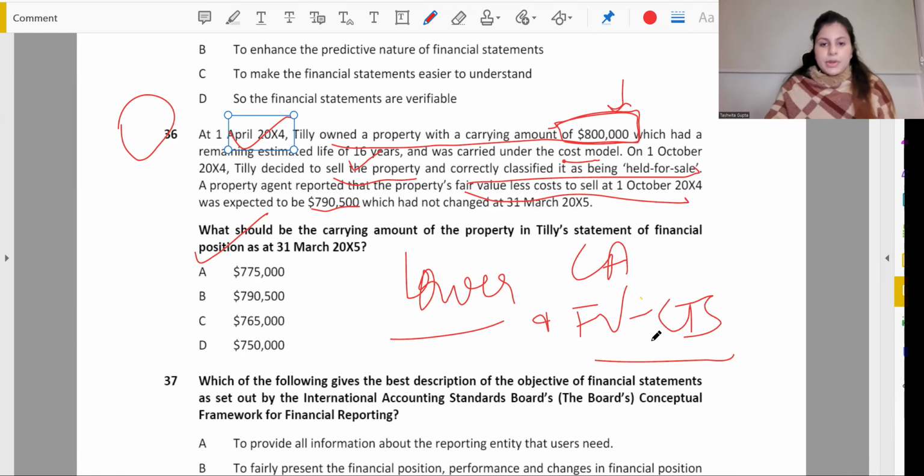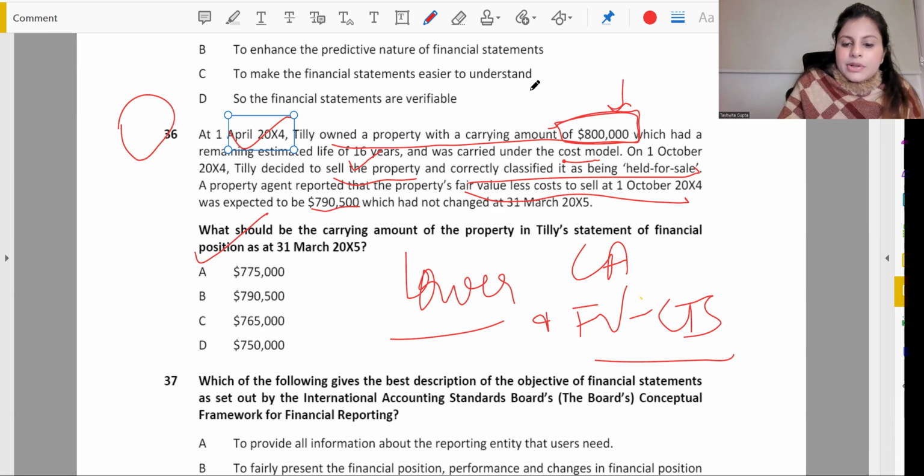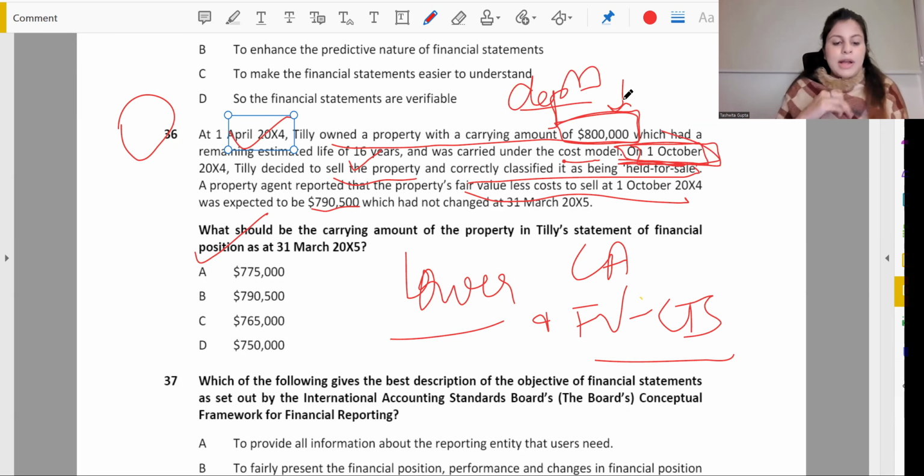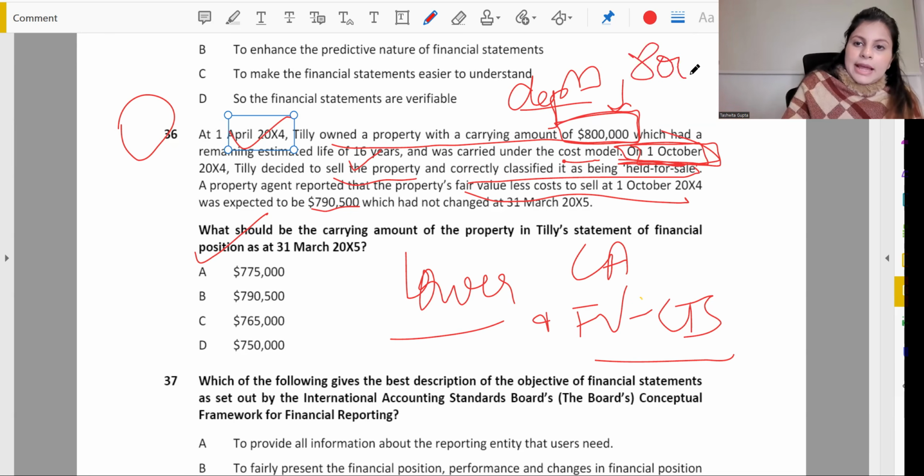So what's your carrying amount? Let's calculate. Opening carrying amount is 8 lakh. Life is estimated to be 16 years. So what is the depreciation? We need to calculate depreciation from 1st April till 1st October. How many months are there? April, May, June, July, August, September, 6 months. So my depreciation is 8 lakh divided by 16 into 6 by 12.